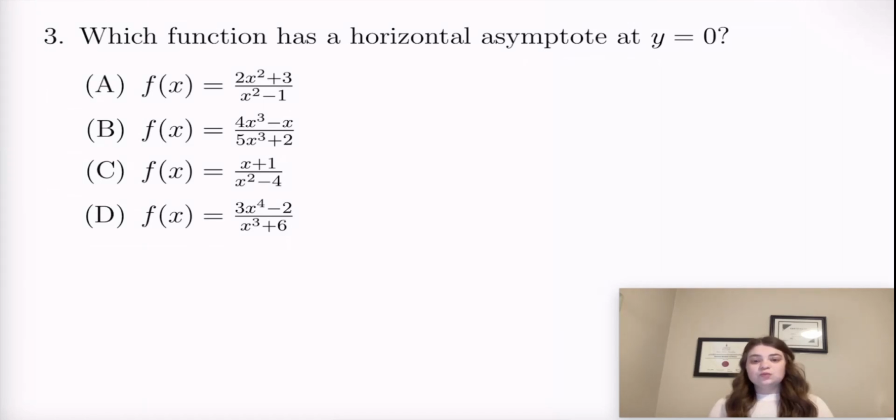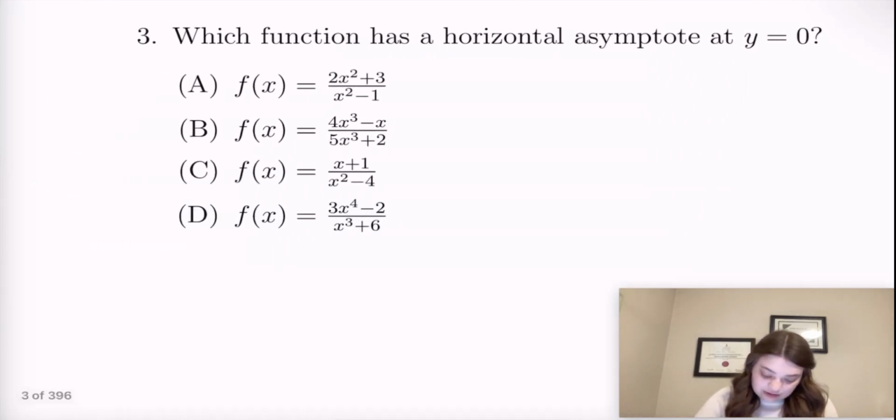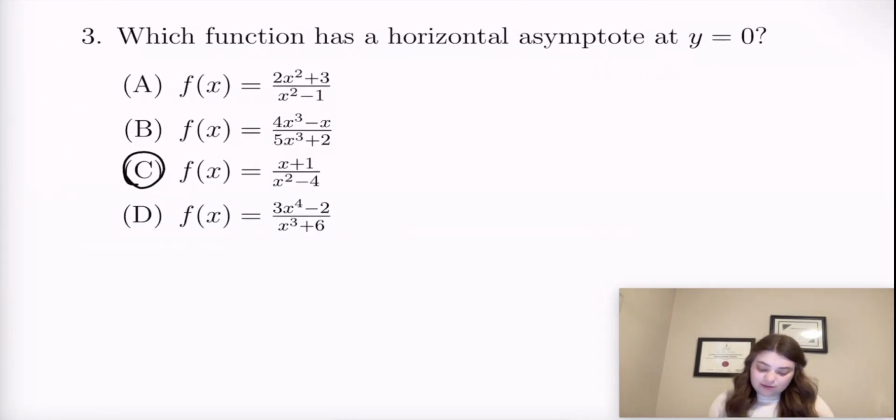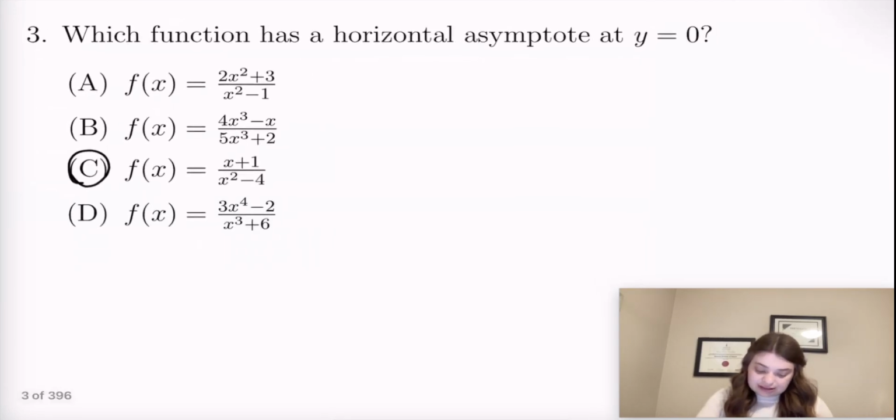So the question is, which one of these has a degree of the denominator that's higher than the degree of the numerator? And that would be option C, right? Notice that for option C, we have x squared in the denominator and just x to the power 1 in the numerator. Whereas for all the other ones, either the degrees are the same, in the cases of A and B, or in the case of D, the degree of the numerator is higher than the degree of the denominator. So therefore, C is the only correct answer for this one.